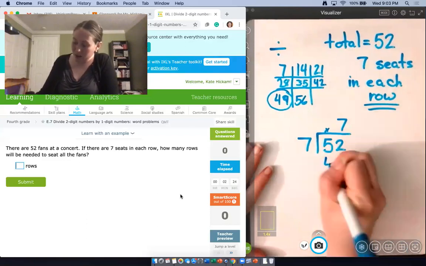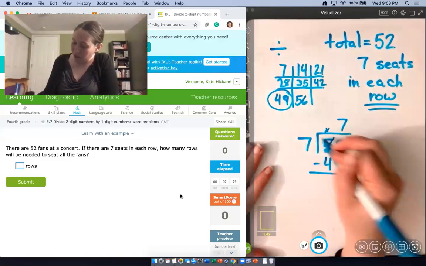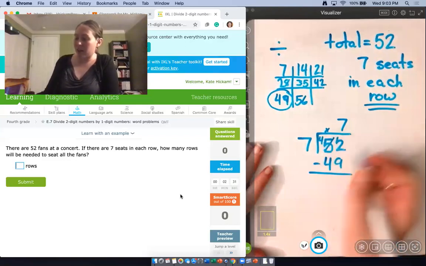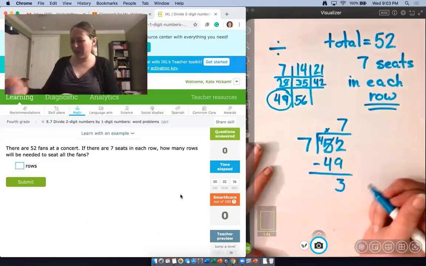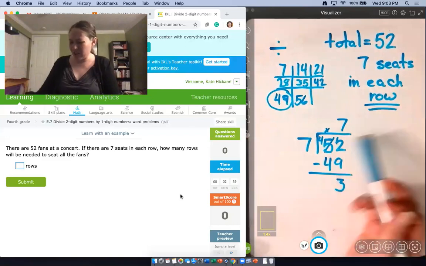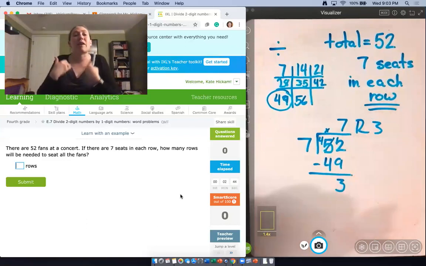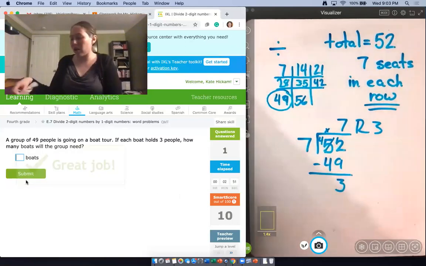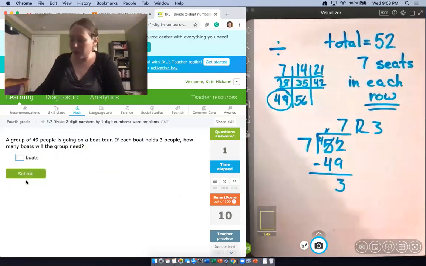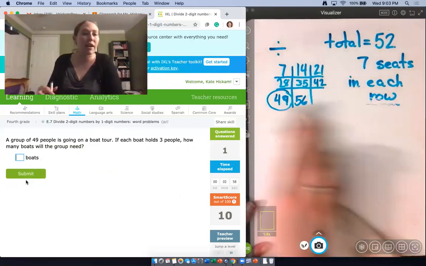I subtract, make that a 4, make that a little 1. Then I've got 3. So there are 7 remainder 3 rows? That doesn't make any sense. I'm not going to have just part of a row. So that means I need to round up to figure it out. So there's 8 rows to fit them all because I don't want just part of a row. That one was tricky because it had that remainder. I'm glad I was thinking ahead.